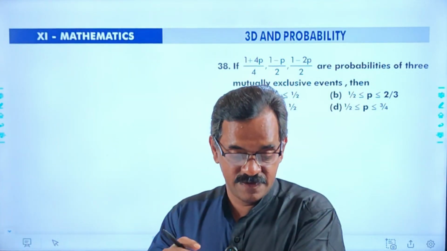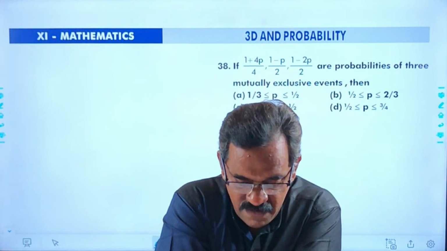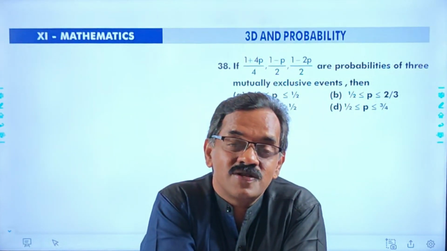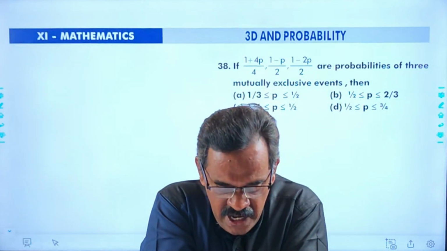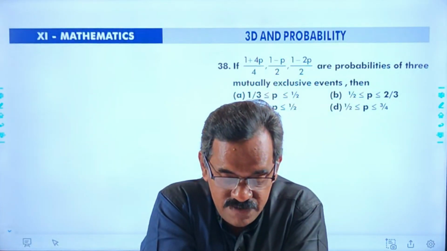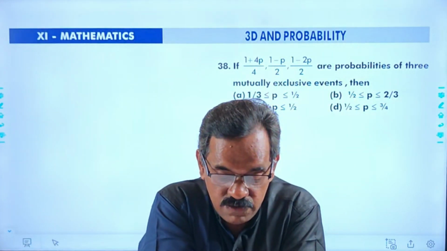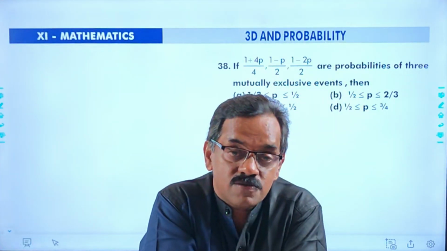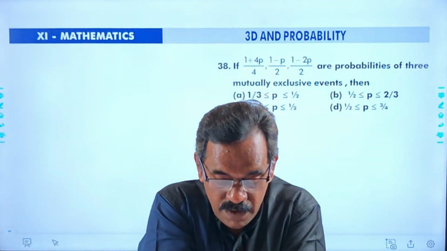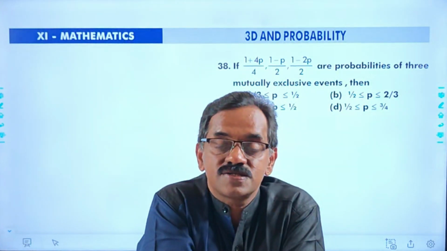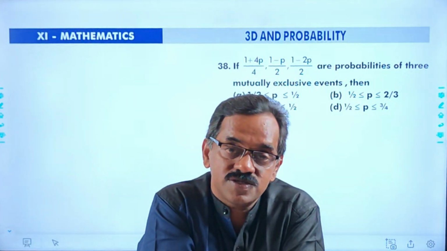Come to 38. They are given the probabilities of 3 mutually exclusive events. Mutually exclusive events, you people studied, are events that cannot occur together, and for 3 mutually exclusive events their sum should be less than or equal to 1. When we apply all these properties, we can conclude that it will always lie between 1 by 6 and 1 by 2, which is given by choice C as the answer.